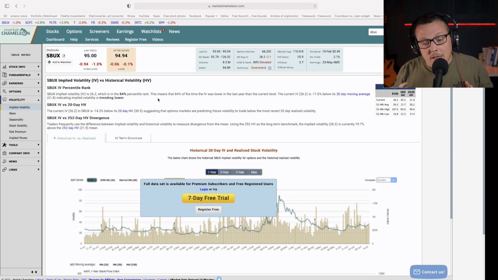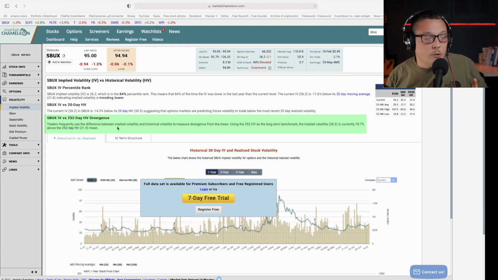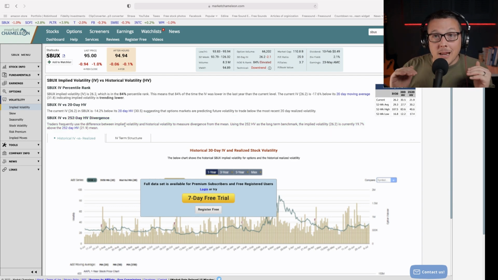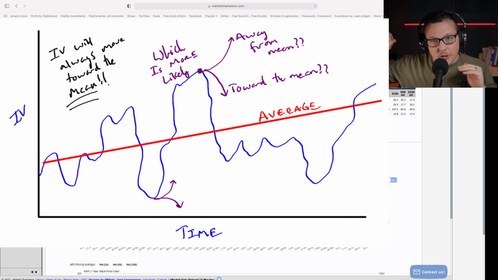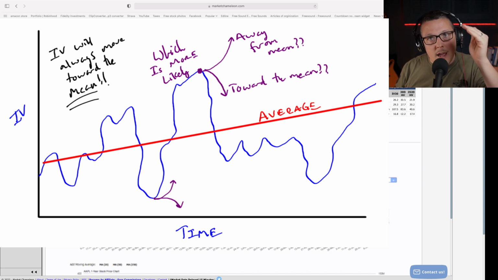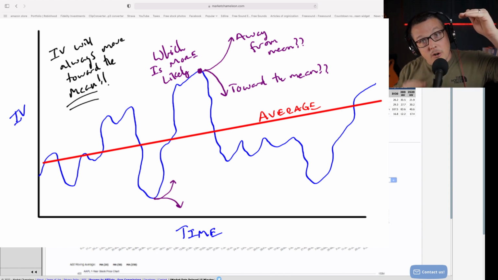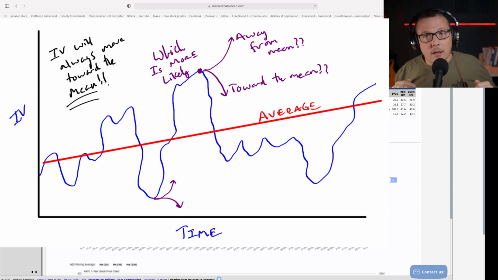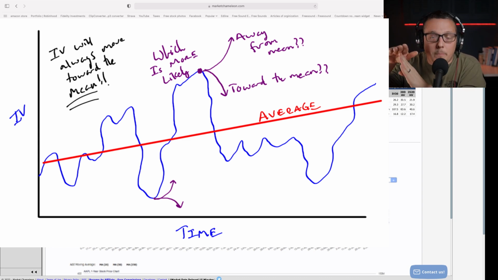But the reason we talk about this, and I've talked about convergence and divergence of the means and statistics, I apologize. Traders frequently use the difference between implied volatility and historical volatility to measure the divergence from the mean. Meaning, when we have an average, we have data all over the place. We draw an average line. It is more likely for the current state to converge back to the mean. If it's up here and the mean's down here, it's going to come back. If the mean is here and it's down here, it's going to come back. So that's how we kind of know if it's high or low.